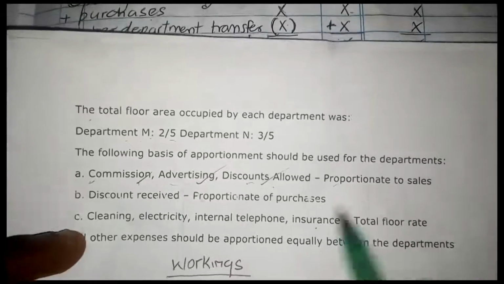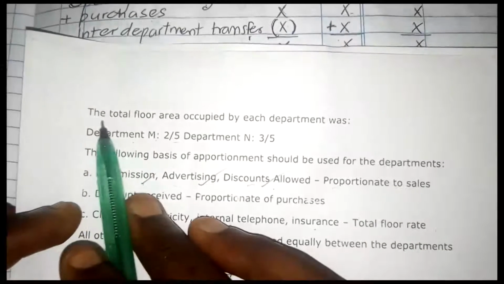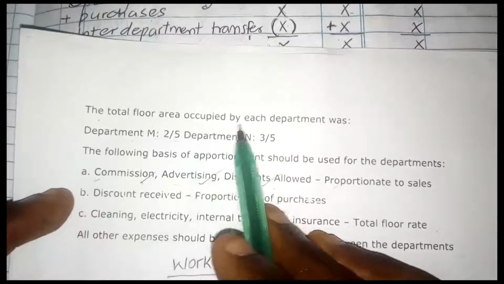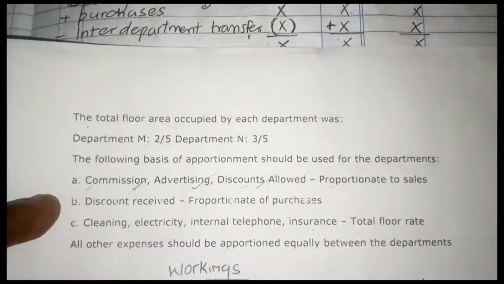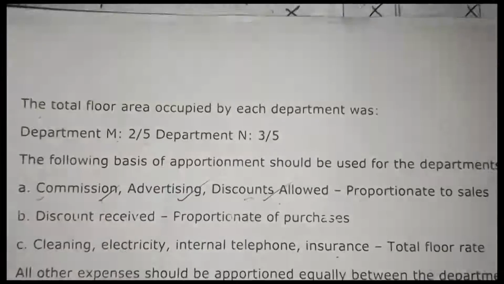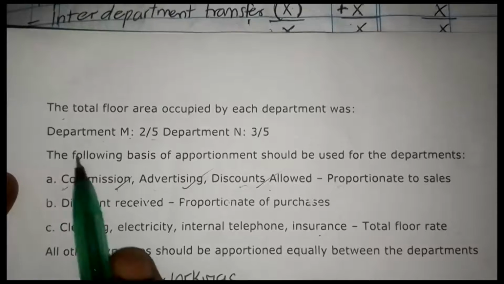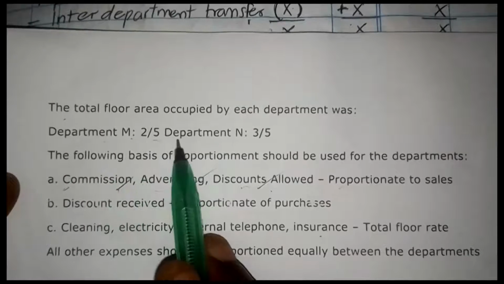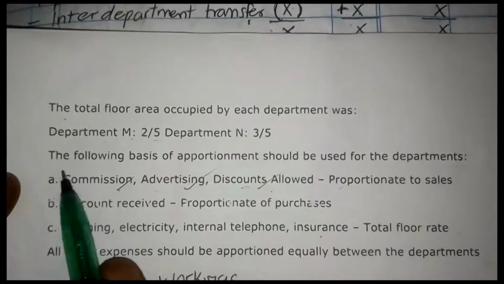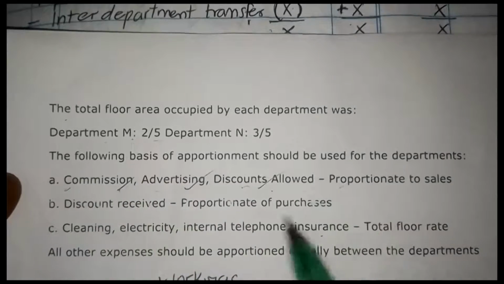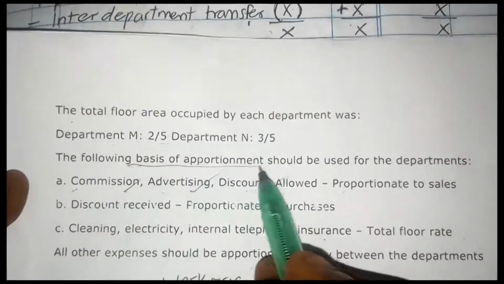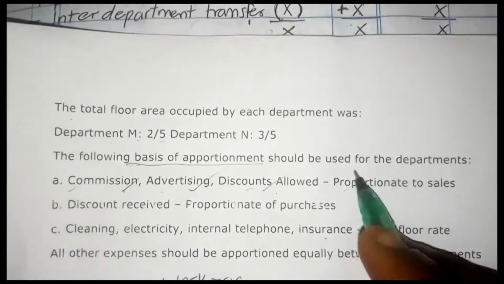Additional information is also given. The total floor area occupied by each department is given. For Department M it is 2/5, Department N 3/5. The following basis of apportionment should be used for the departments.